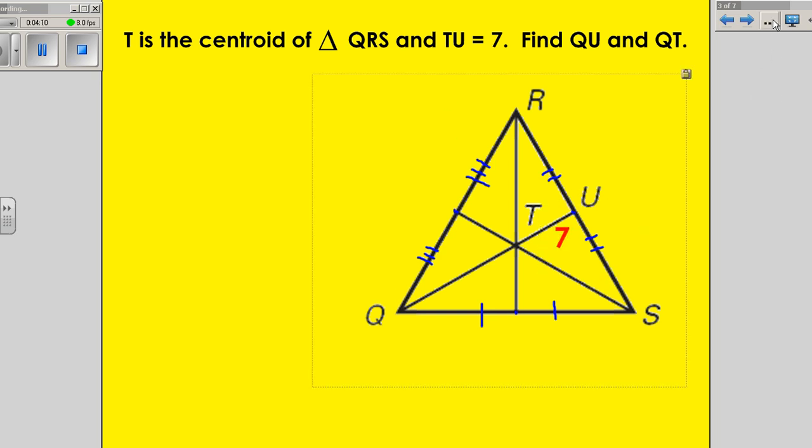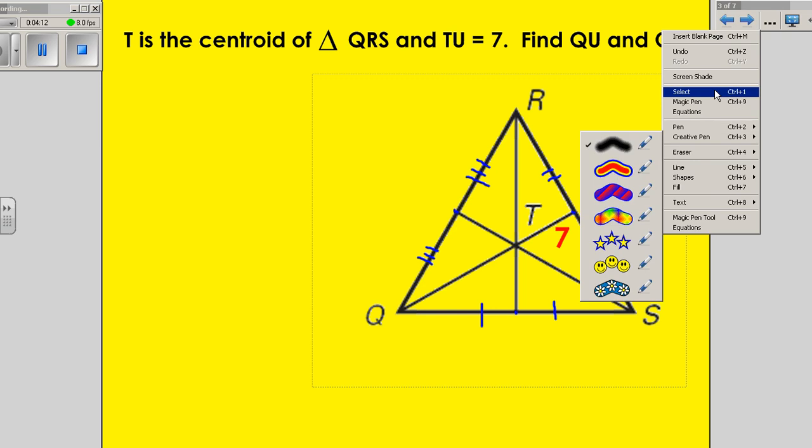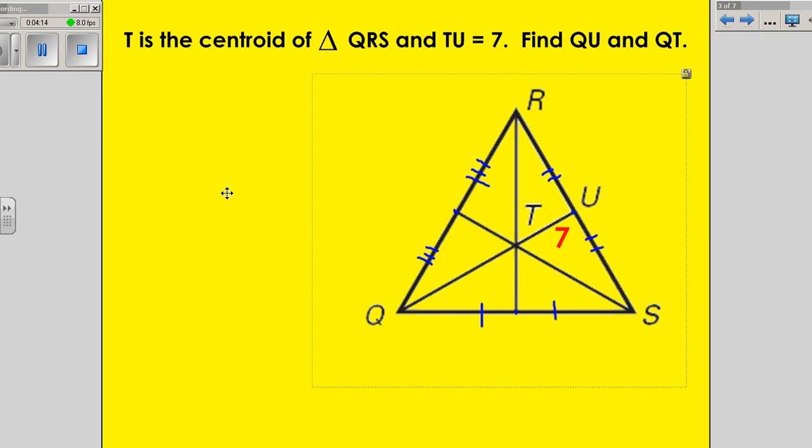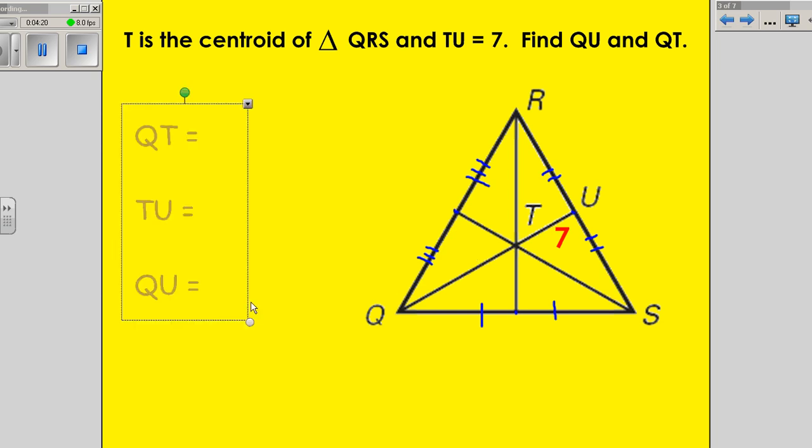So knowing that TU is 7 is helpful to us. And when we're trying to solve a problem like this, I recommend that you always solve for all 3 parts of your median. So for us, we're going to be taking a look at QT, TU, and QU.